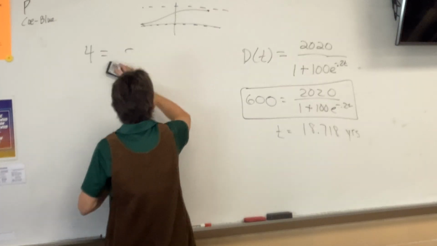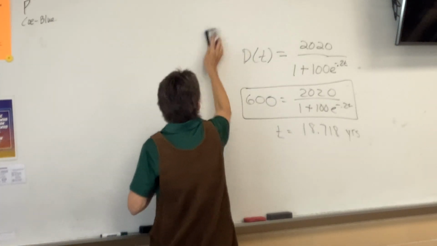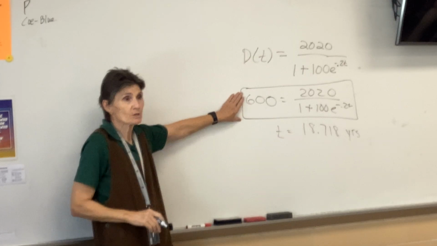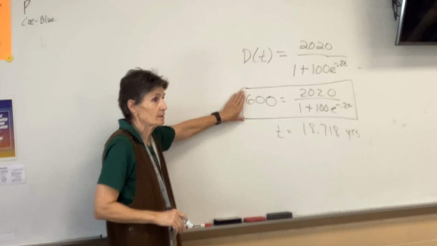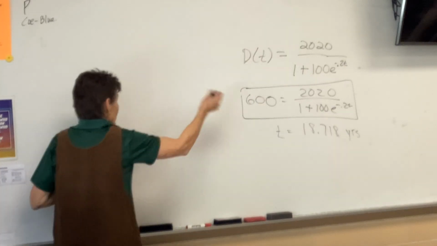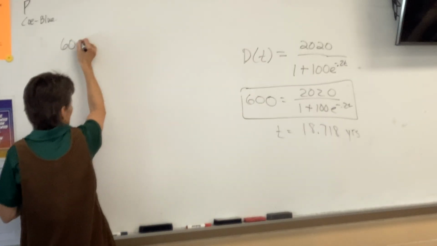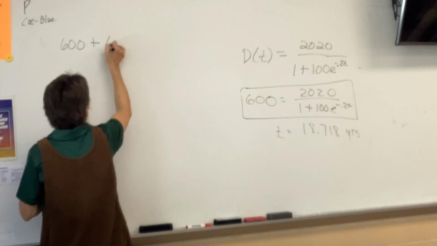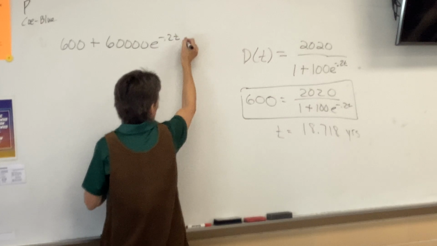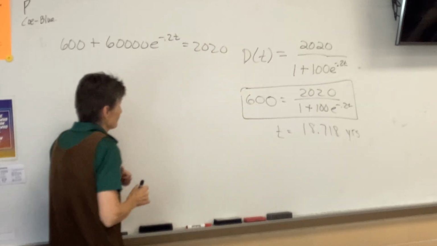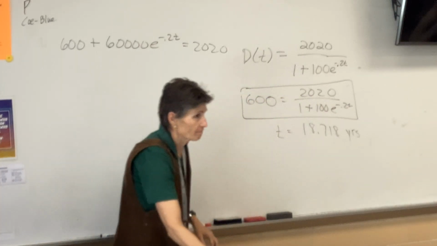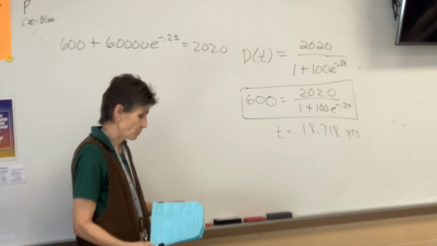All right, so imagine, and we're going to use our calculator, but not for graphing. We're not going to graph this. So what do you think would be the first step to solving that equation? Multiply the bottom of the fraction by 600. Yeah, bring it over. In other words, we're going to have 600 plus 60,000 e to the negative 0.2t. So he said bring this over here. Right? Celeste, is that what you were going to say? Yeah.